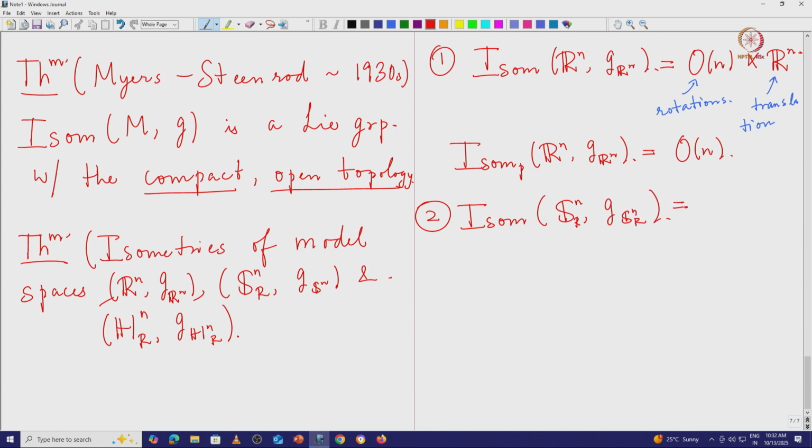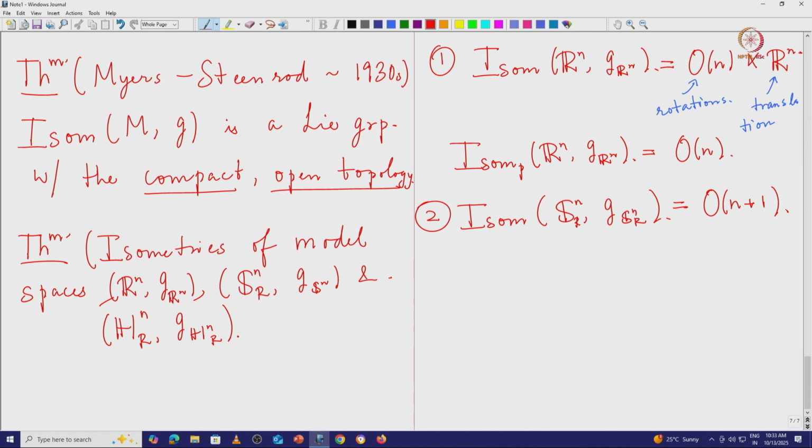the sphere of dimension n is contained inside R^(n+1), and then clearly if you have an orthogonal transformation in R^(n+1), that's going to preserve the sphere of any fixed radius, and it's clear that it's also going to preserve the induced inner product on the sphere. So clearly this is O(n+1).